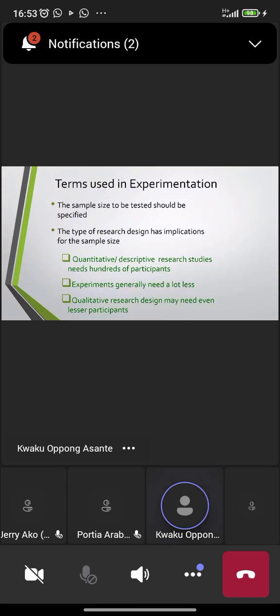And then we also have what we call experiments. So experiments, we don't use too many people. So sometimes 100 or 90, of 3 groups each. And then we also have qualitative research. So qualitative research, we use lesser participants.